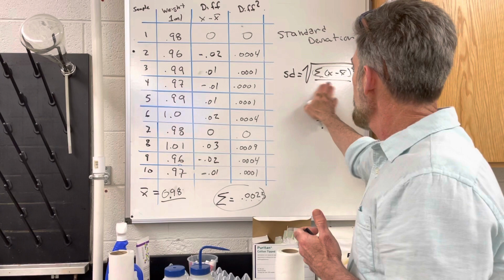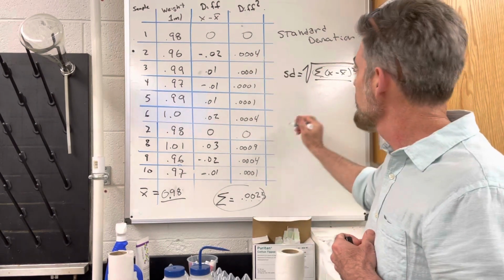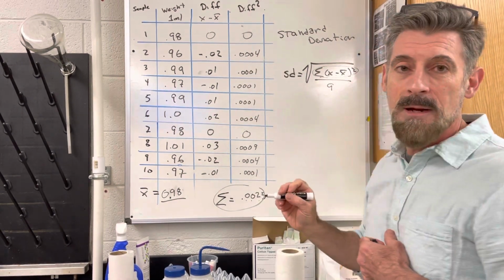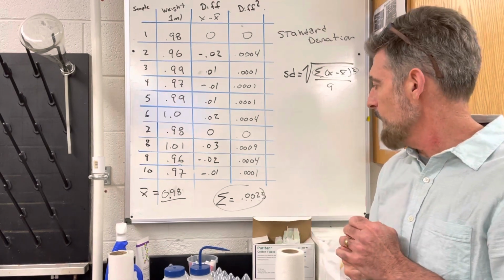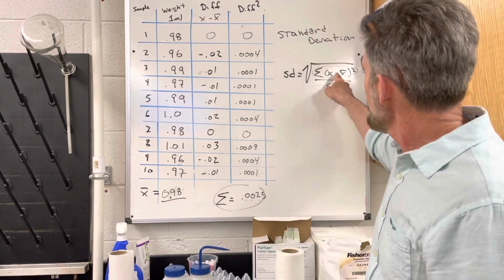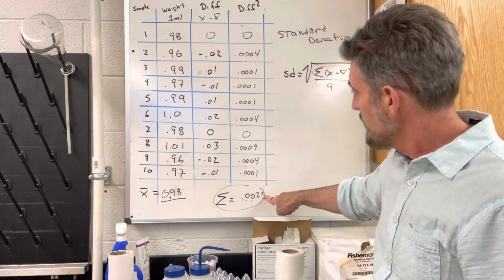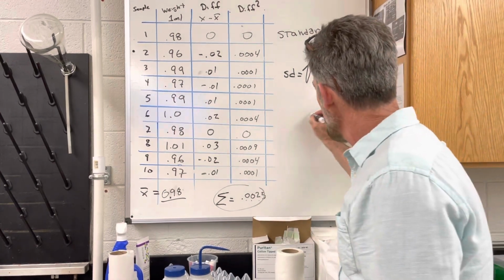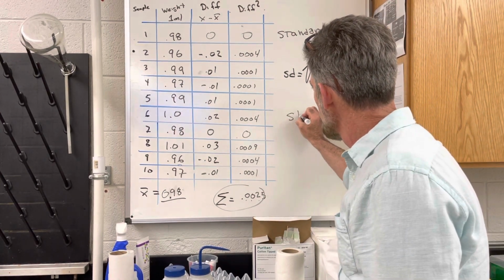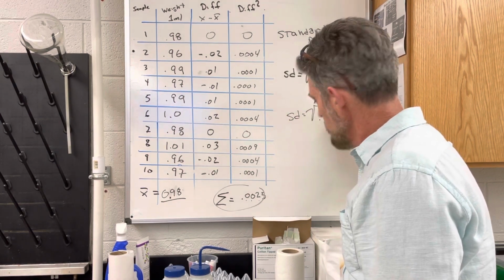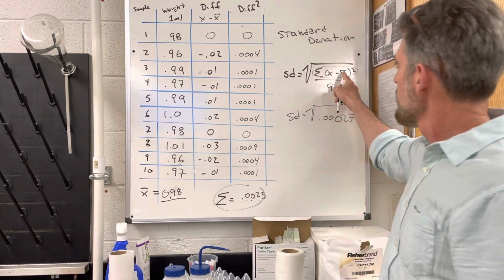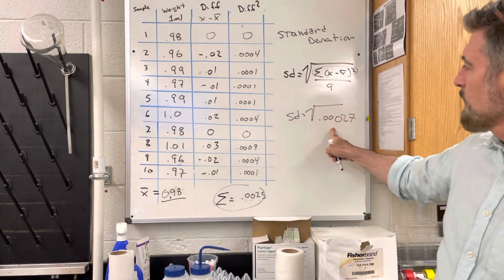So in our case here, since I'm asking you to do 10 samples, you're going to divide by 9. But 9 is not part of the equation. The technical equation is n minus 1. So what we have to do is take this number here and divide by 9. So this number divided by 9 is 0.00027.